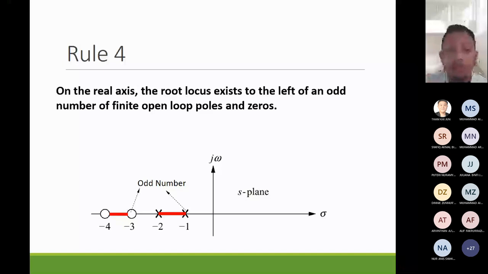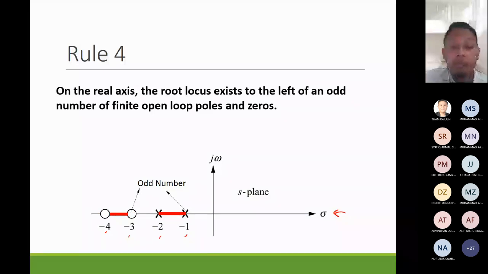Okay, so what this sentence means is that, let's say if we have these two poles here and two zeros here. So you want to determine at which position on the real axis the root locus exists. Is it here, or is it from minus 2 to minus 1, or is it from minus 3 to minus 2, or from minus 4 to minus 3, or from minus 4 onwards? So how to determine that is using this rule number 4.